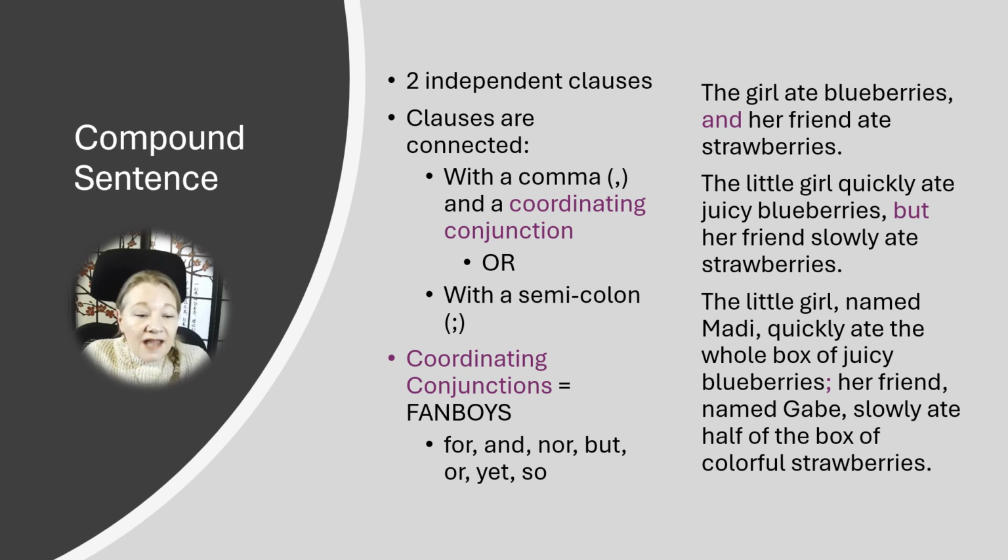Last example, the little girl named Maddie quickly ate the whole box of juicy blueberries. Her friend named Gabe slowly ate half the box of colorful strawberries. Still a compound sentence, but no coordinating conjunction. In this case, two independent clauses were put together with a semicolon. So you see some examples of compound sentences here. Again, two independent clauses put together either with a comma and a coordinating conjunction, FANBOYS, or a semicolon.